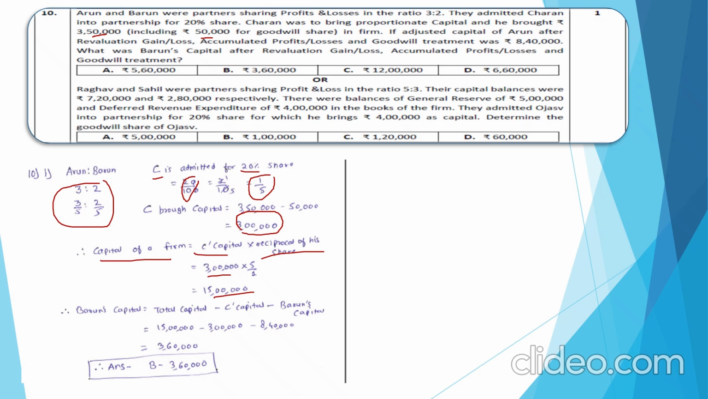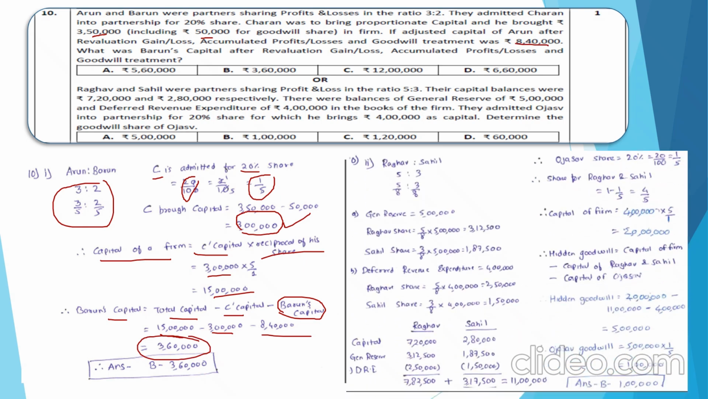So what will be Barun's capital? It will be total capital minus C's capital minus Arun's capital. This is Arun's, not Barun's. So this is the 15 lakh total capital. Then C's capital is 3 lakh. And here Arun's capital of 8,40,000 is already given. So Barun's capital will be 3,60,000. So your answer is B.